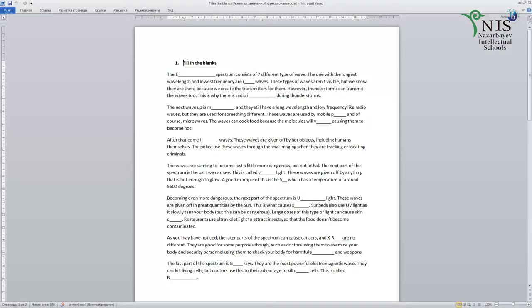Next task, fill in the blanks. You have different sentences with uses of electromagnetic waves, but some words are missed. Only the first letter of the words is given. For example, in the first sentence, the electromagnetic spectrum consists of seven different types of waves. The missed word is electromagnetic. Now you may find 15 words.